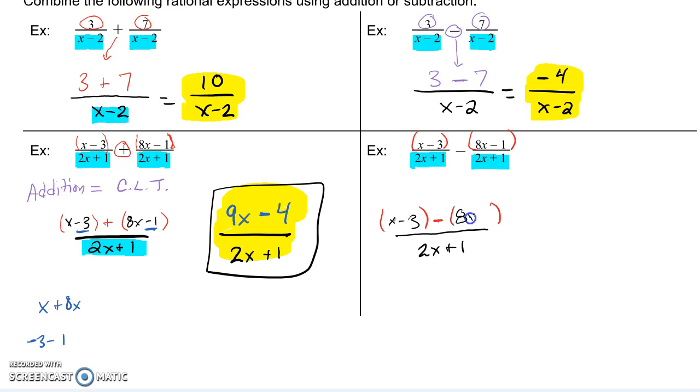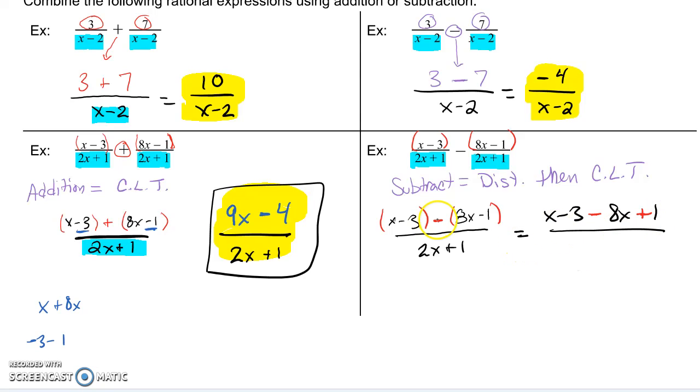But just like up above, this is a much bigger deal here, because now I have to first distribute. Then I can combine like terms, meaning I'm not going to do anything with my x minus 3, but I'm going to distribute this negative. It's going to become minus 8x and plus 1, because I've just distributed this negative, and that's where we get really tricky and things start to go wrong when students are doing this.